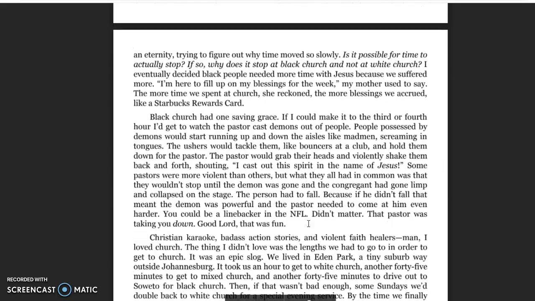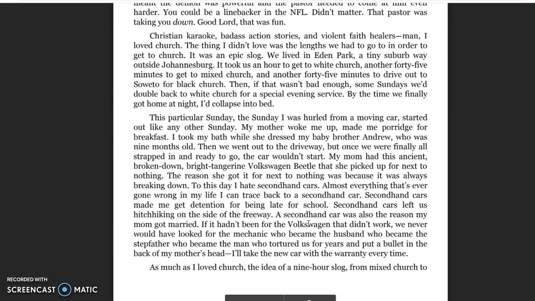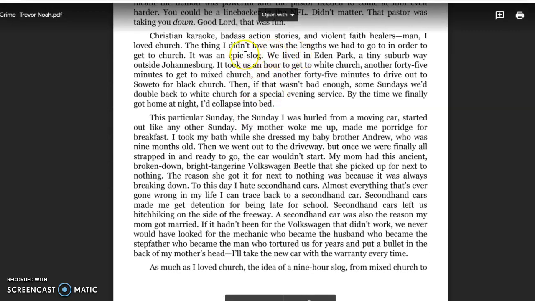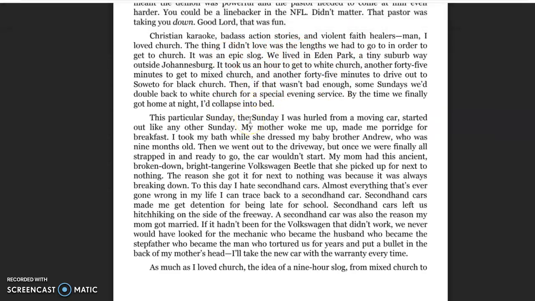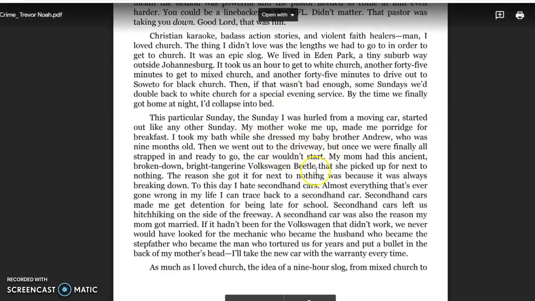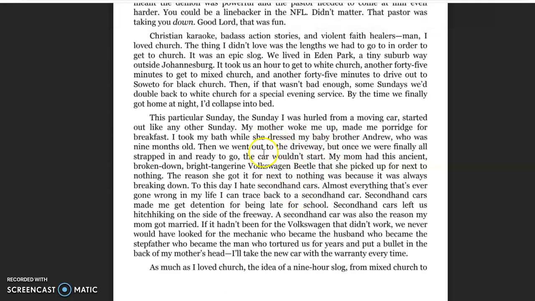I'm going to skip down again to this part, where he talks about how he lived in Eden Park, the suburb outside of Johannesburg, and he'd spend all day going back and forth between churches. So again, that goes into the setting.